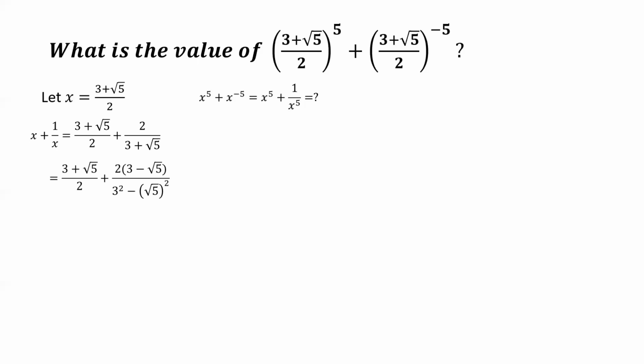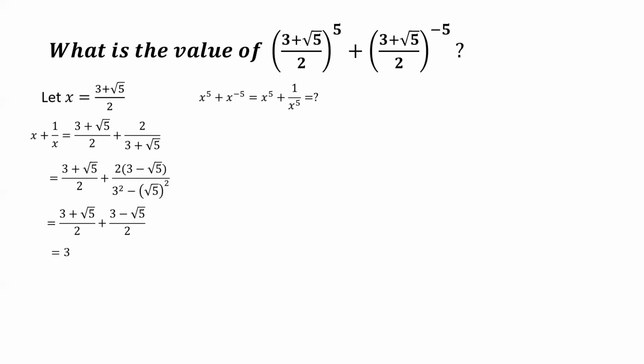So if I multiply the numerator and denominator of the second term by 3 − √5, I have 2 multiplied by (3 − √5) in the numerator, and the denominator becomes 3² − (√5)². This comes down to (3 + √5)/2, and the second term can be simplified to (3 − √5)/2, because in the denominator 3² is 9, (√5)² is 5, so 9 − 5 makes 4, and the 2 in the numerator gets cancelled out, so the denominator becomes 2, and we are left with (3 − √5)/2. So if we sum these two up, this becomes simply 3.